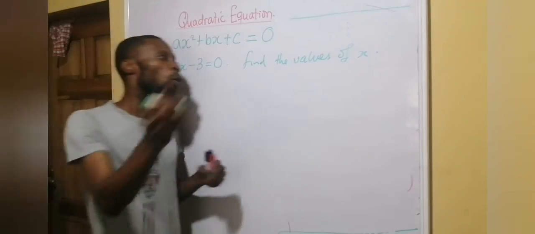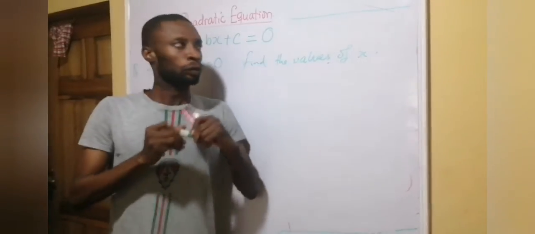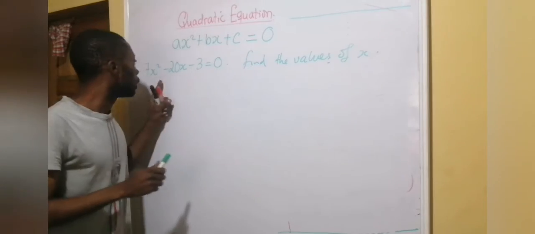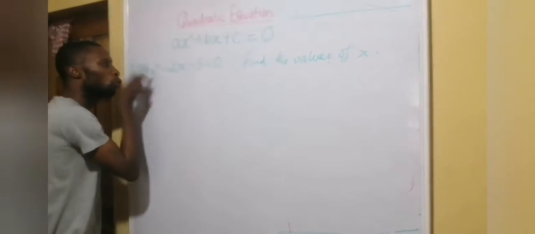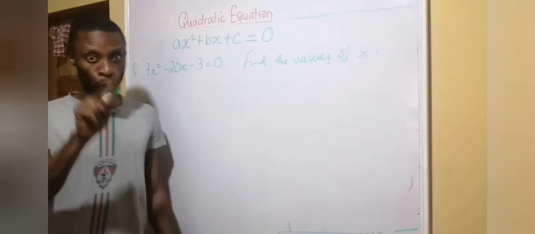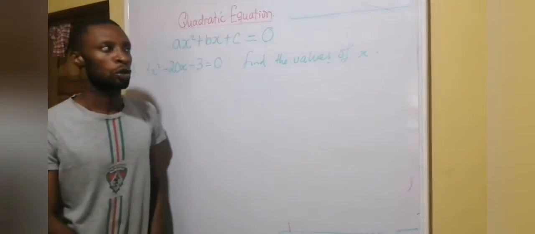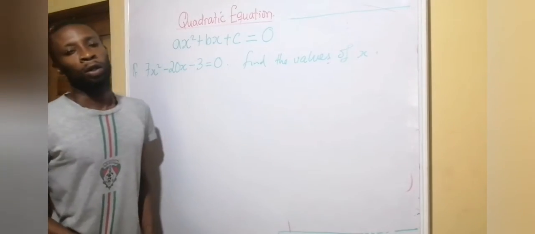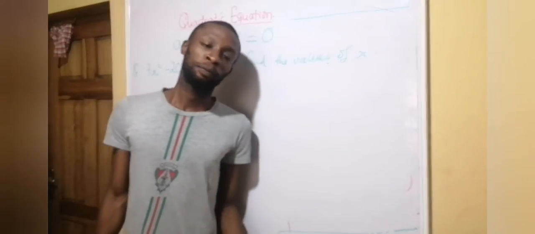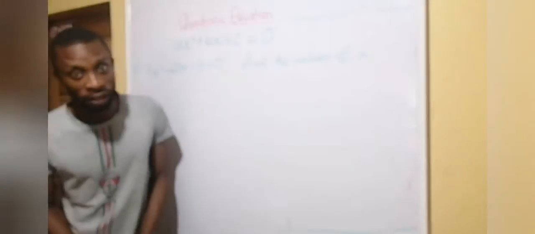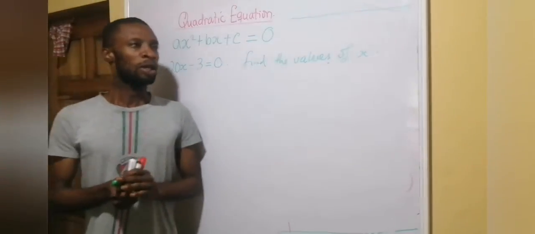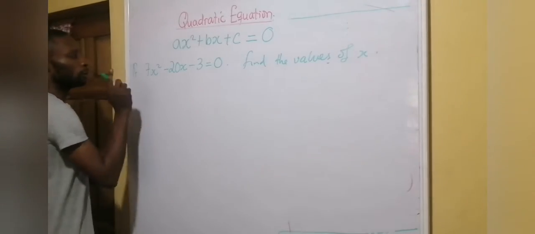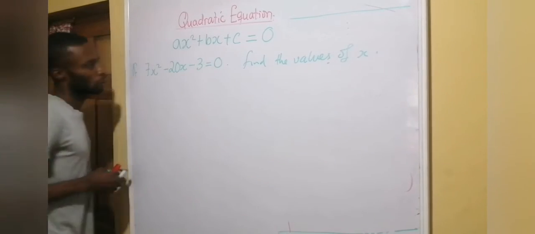Now I put the word values. Why I put values is that for every quadratic equation, you are going to have two values. So you must have two values. The values could be the same, they could be distinct, or they might not exist. So we want to solve this.